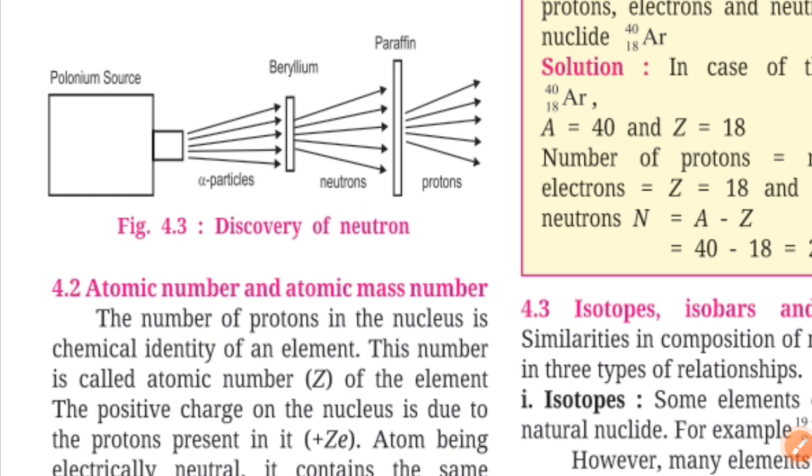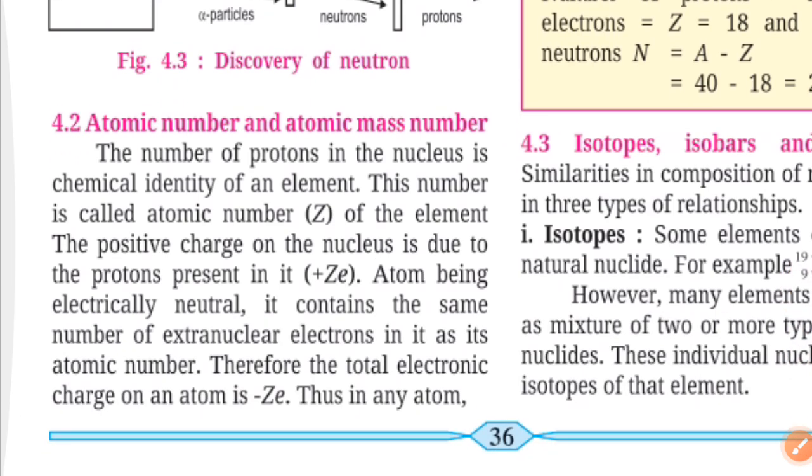Polonium source releases alpha particles. It scatters through beryllium to give neutrons. These scatter on paraffin to give protons. This is the discovery of neutrons.